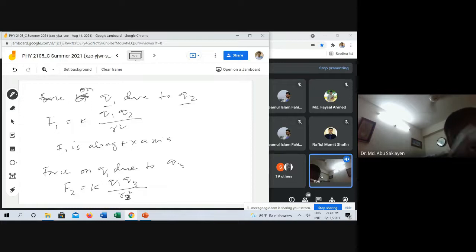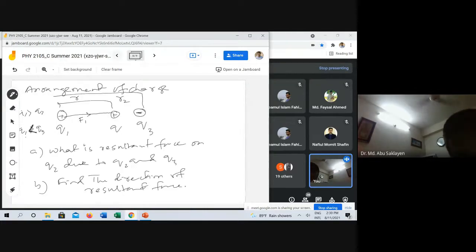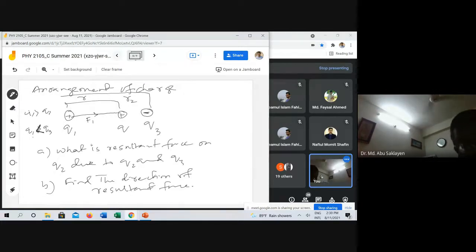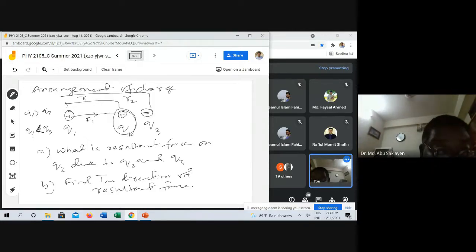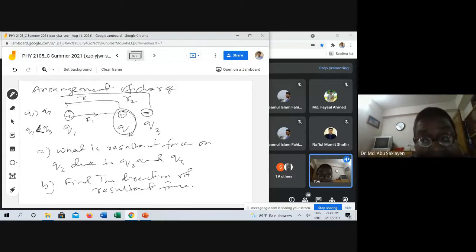Tell me what is the direction from the arrangement of charge. Now you don't consider Q2. You consider only Q1 and Q3. And Q3 is greater than Q1. So what will be the direction of the force now?